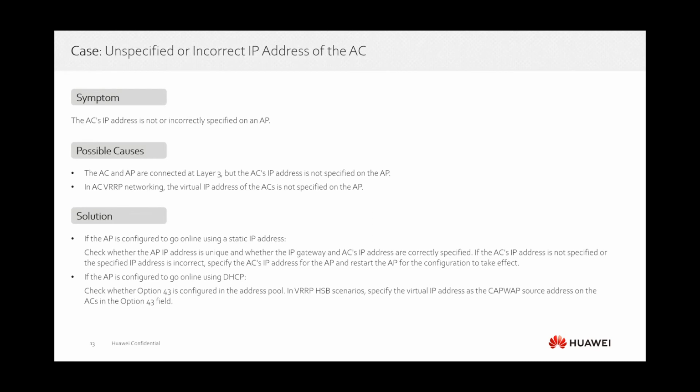If the AP is configured to go online using DHCP and the AP and AC are connected to a layer 3 network, check whether option 43 is configured in the address pool. Note that if VRRP networking is deployed, we must specify the virtual IP address as the CAPWAP source address on the ACs in the option 43 field.